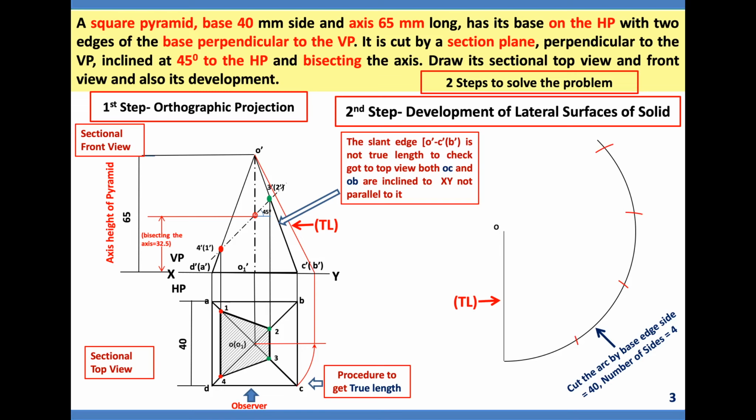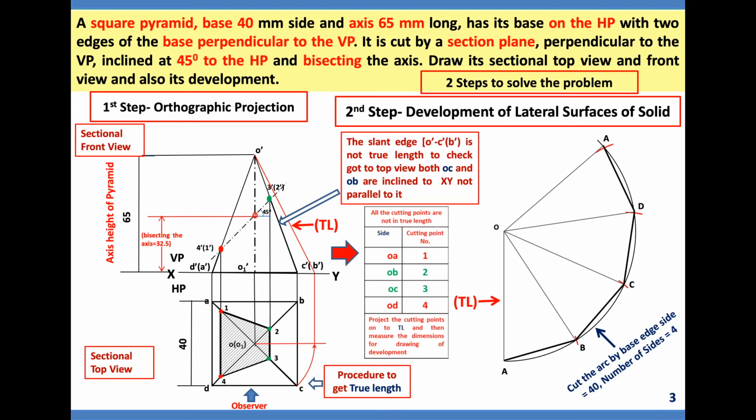From O, join to the 4 cutting points. Yes, we got 4 surfaces, 1, 2, 3, 4, representing the faces of the pyramid. Let us name it A, B, C, D, and finally A comes. Then join the base. In order to join the slant edges, since it has already been cut, we have to mark the cutting points on the development. How to do? The procedure is here.